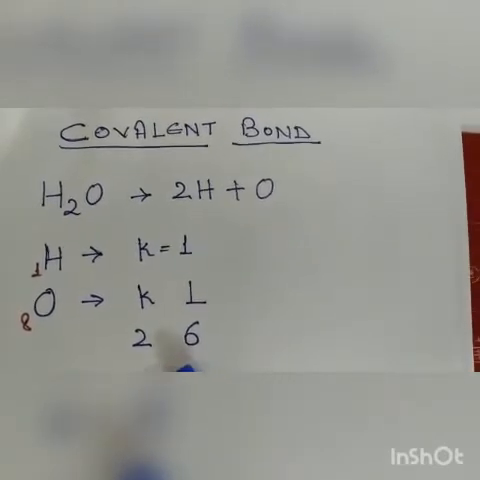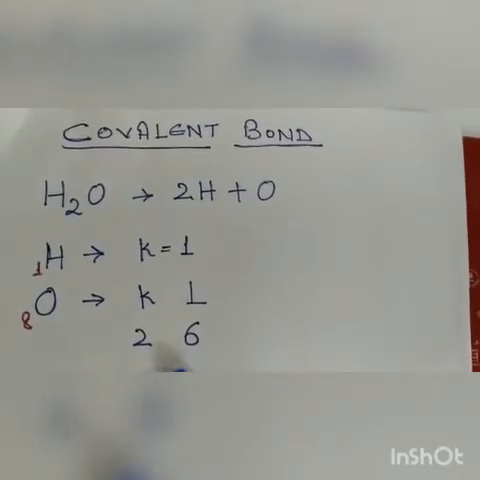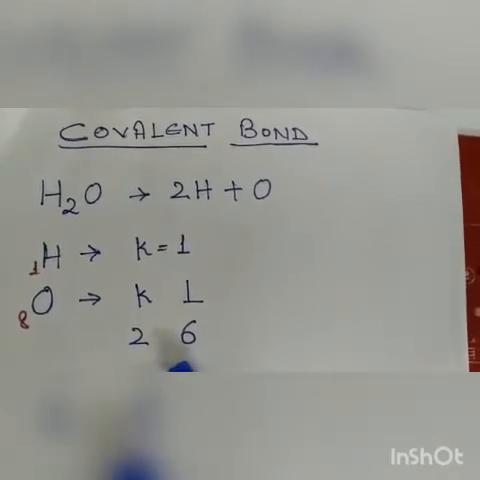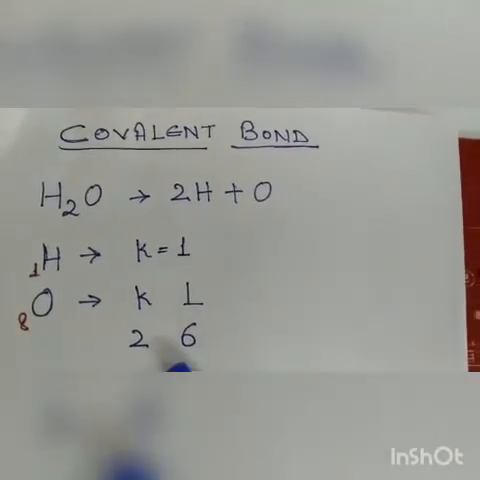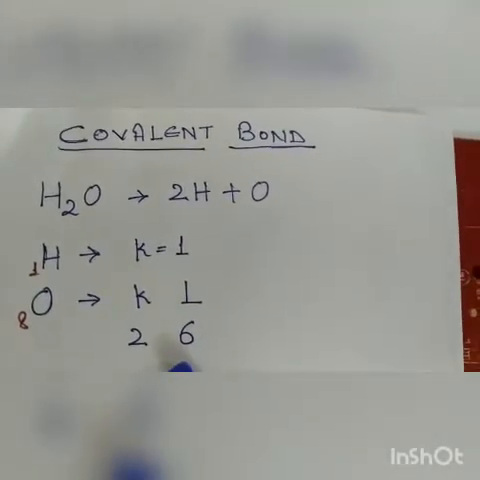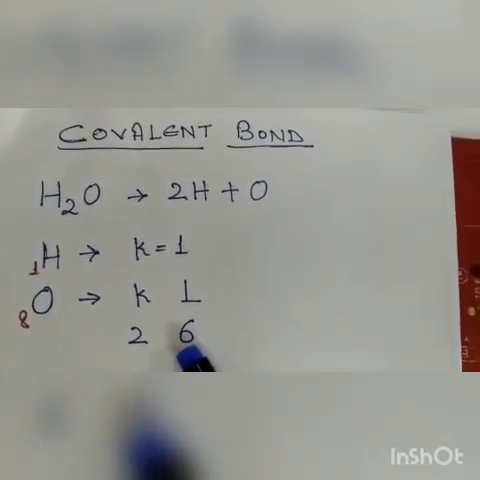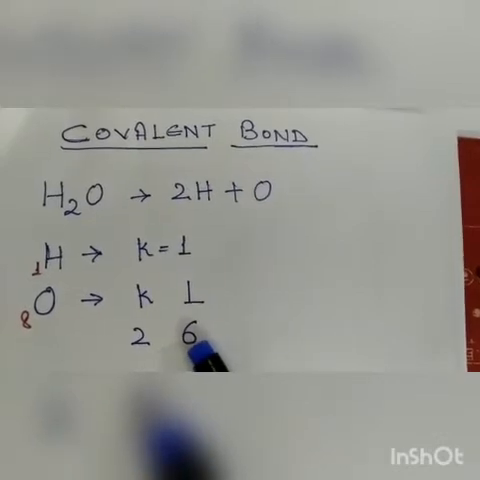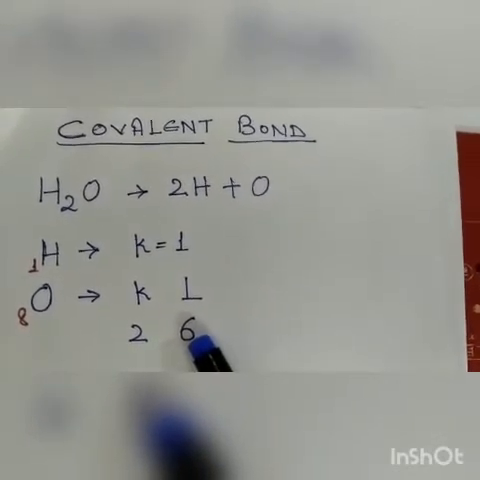And both the hydrogen atoms share their electron. Now in 2 hydrogen atoms there are 2 electrons. So both the hydrogen atoms share one electron of each with the oxygen atom. And oxygen atom needs how many electrons in the last shell? 2. So oxygen's last shell will also get 2 electrons.